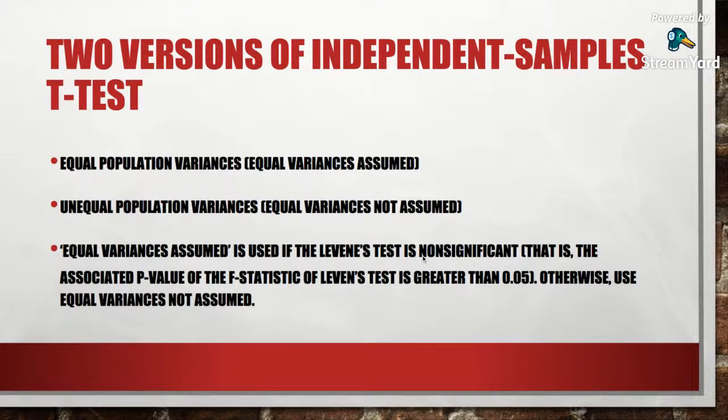When does the Levene's test become non-significant? If the associated p-value of the F statistic of the Levene's test is greater than 0.05. So, if the p-value of our Levene's test is greater than 0.05, then we say that we use the equal variances assumed. Otherwise, if it's less than or equal to 0.05, then we make use of the data for the equal variances not assumed.